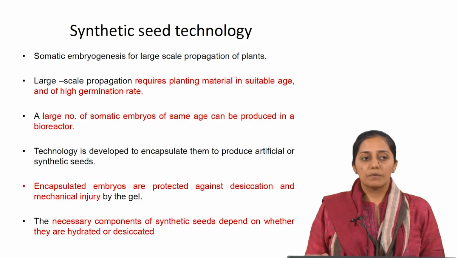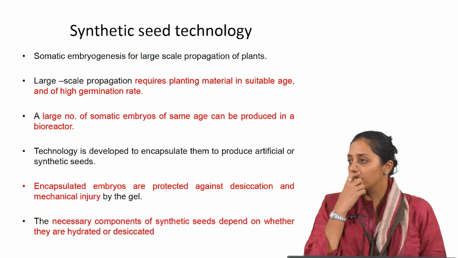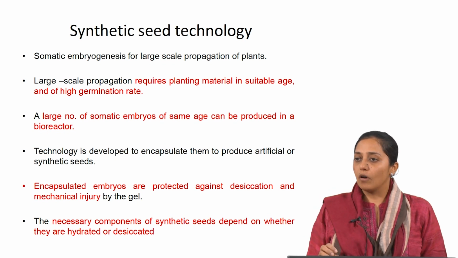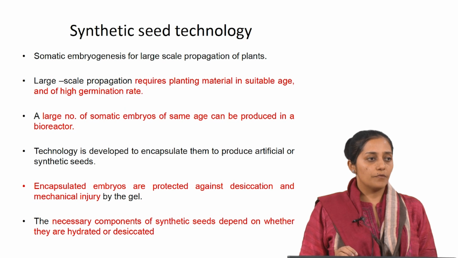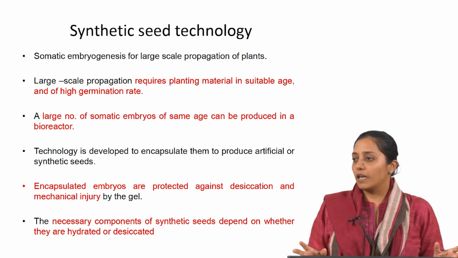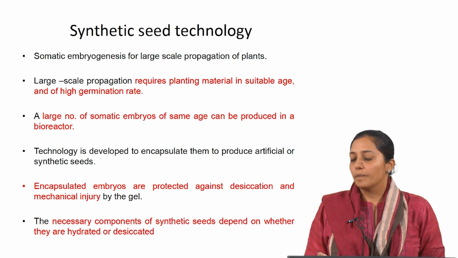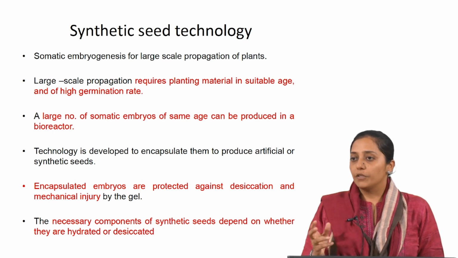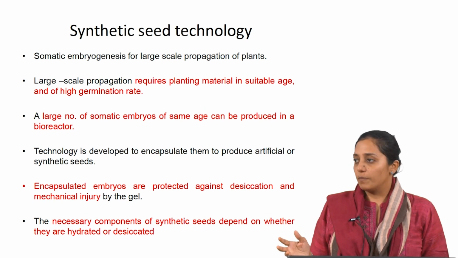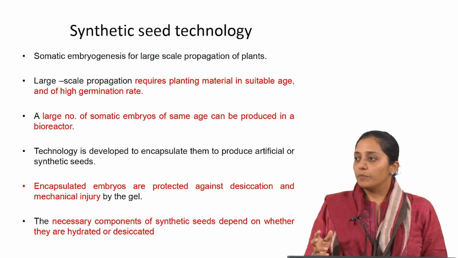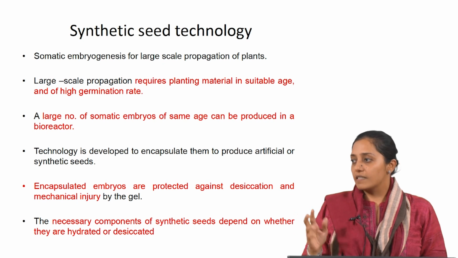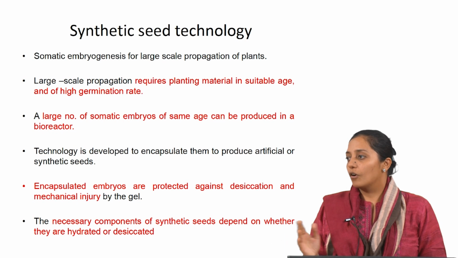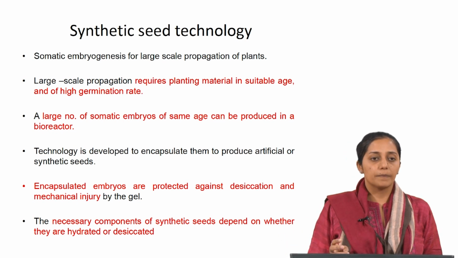So, an extension of somatic embryogenesis, we will be talking about synthetic seed technology. Now, synthetic seed technology involves somatic embryogenesis, which is needed for large scale propagation of plant material. Even somatic embryos can be used for clonal propagation of plants, and they can be genetically stable depending on whether they are indirectly produced or directly produced from the explant.